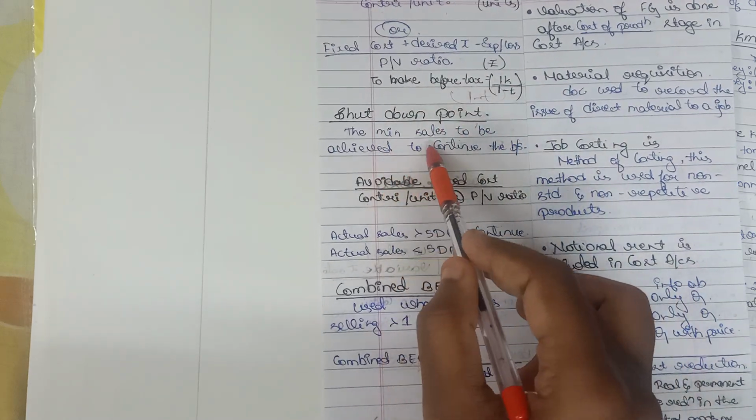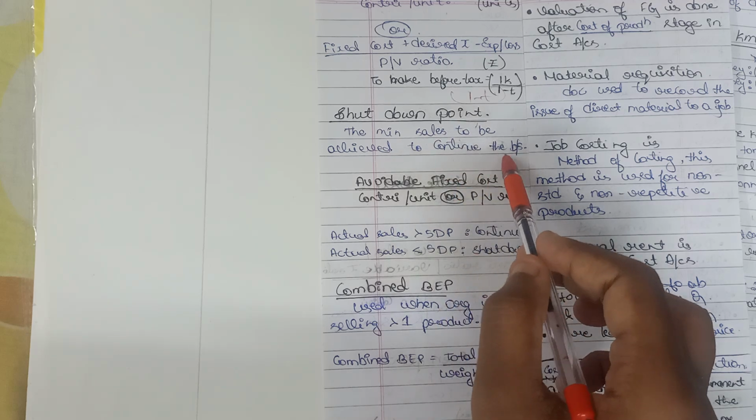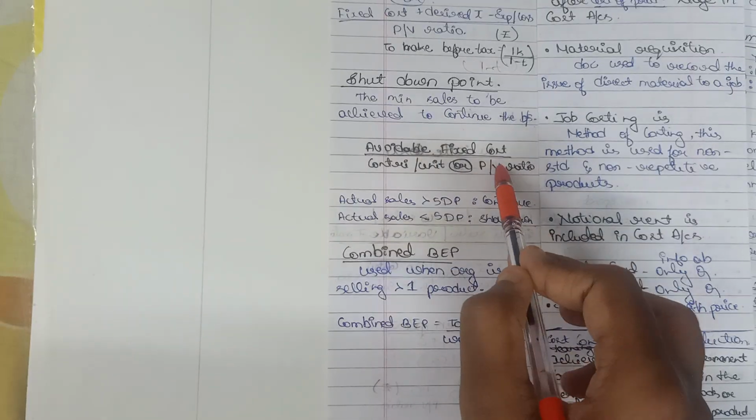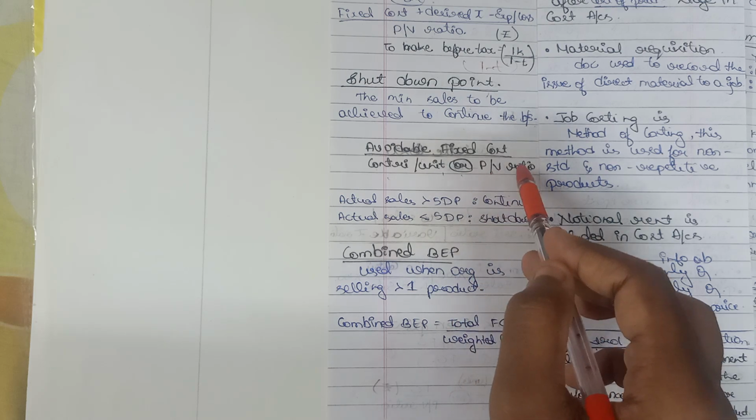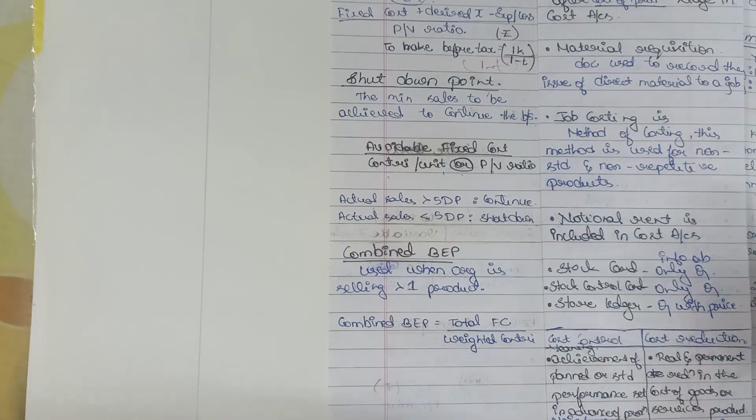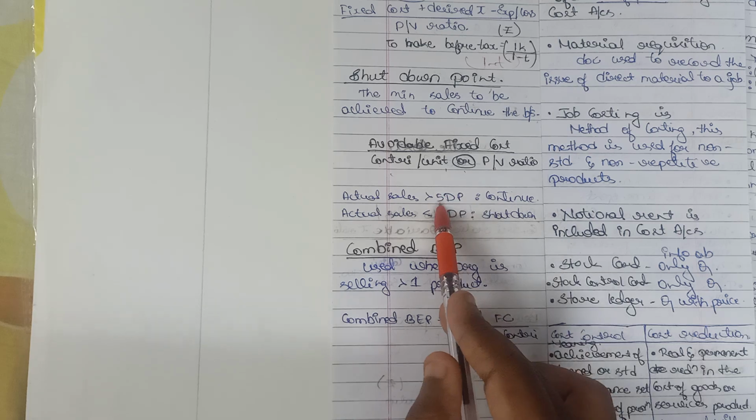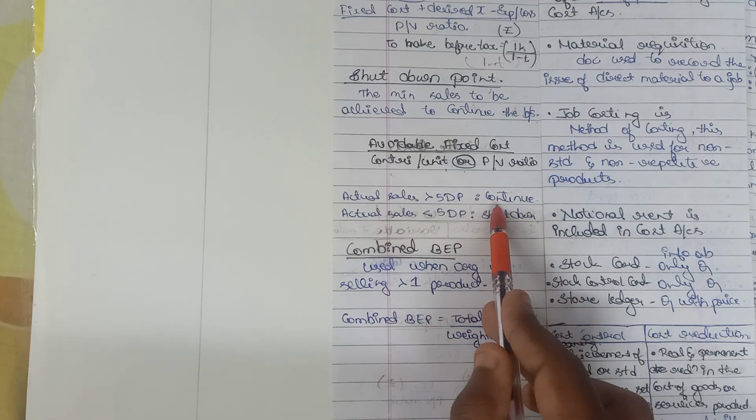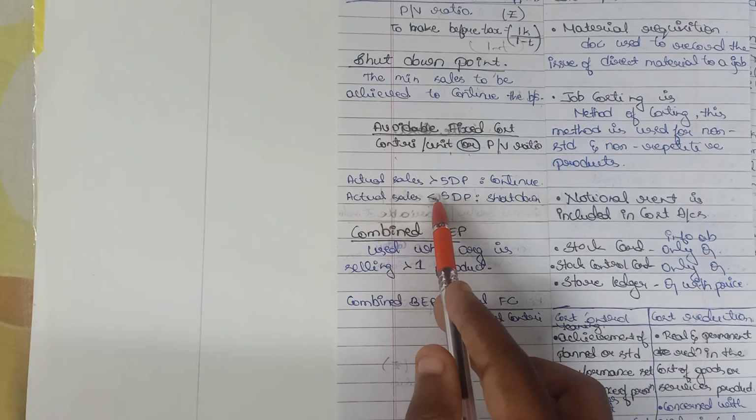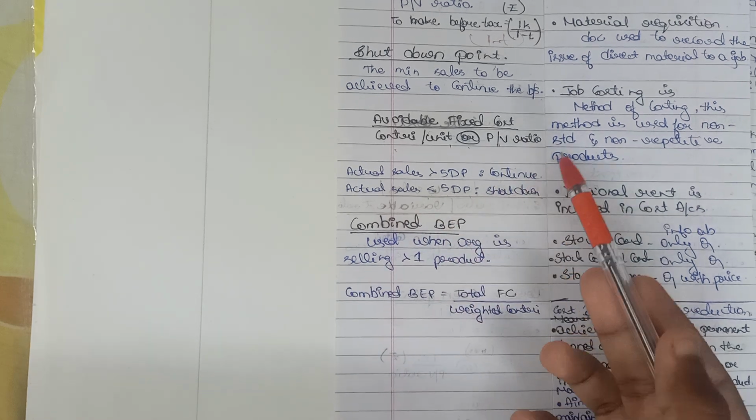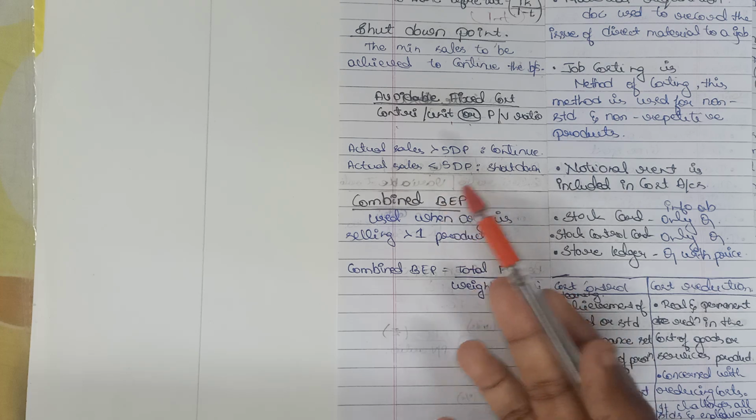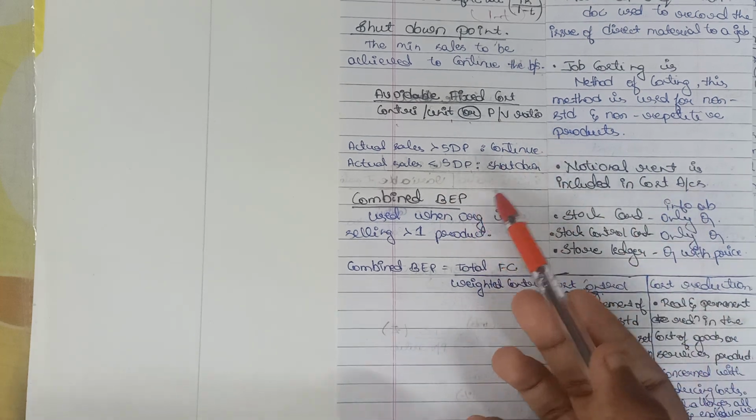For shutdown point, the minimum sales to be achieved to continue the business: avoidable fixed cost divided by contribution per unit, or PV ratio. If the actual sales is greater than shutdown point, we have to continue. If actual sales is less than shutdown point, we have to shut down, so that we'll be incurring no loss. At least the loss will be reduced.